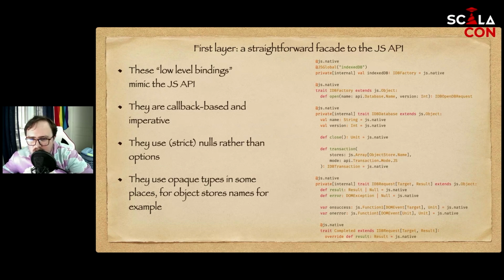The first one is really not that interesting. It's a straightforward facade to the JS API. So every trait is named exactly like the JavaScript class. Everything is still highly imperative, everything is still using callbacks, and everything is using nulls rather than Scala types. It's a facade that is very close to the JavaScript API.